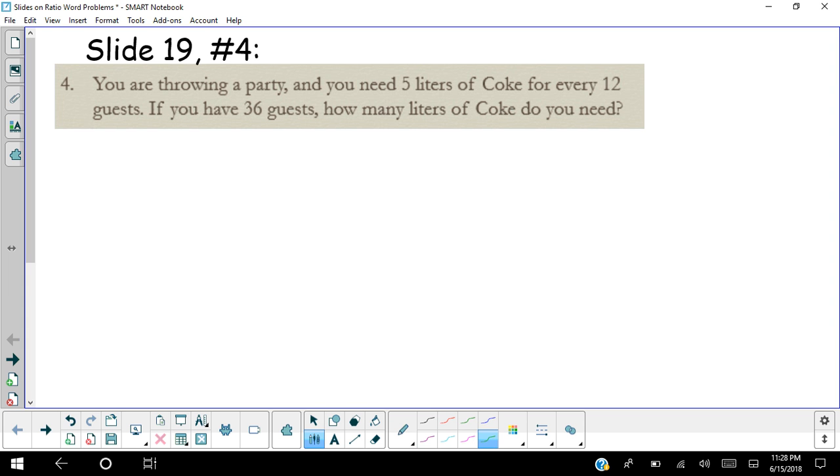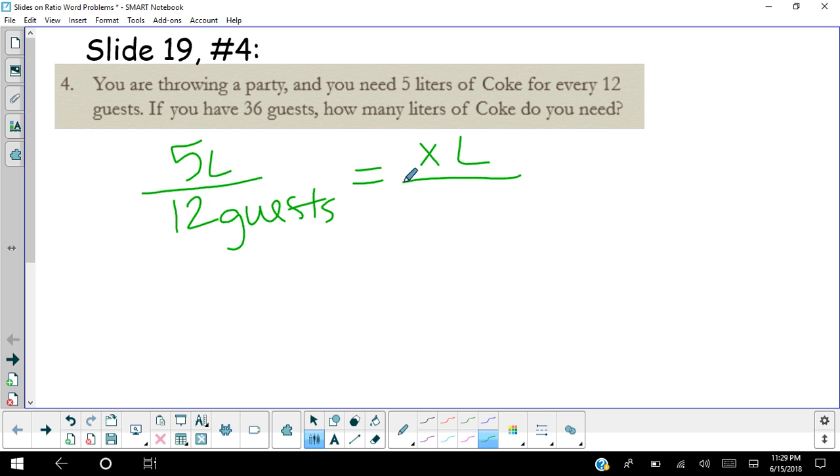So reading through this problem, you're throwing a party and you need 5 liters of Coke for every 12 guests. 5 liters per every 12 guests. Then they tell you you have 36 guests. How many liters of Coke do you need? So that would equal X liters that I want to find per 36 guests.